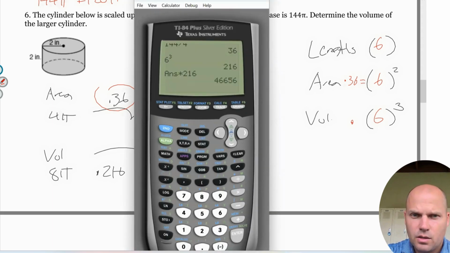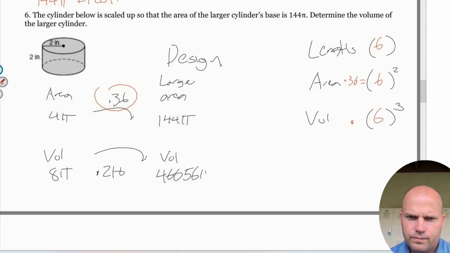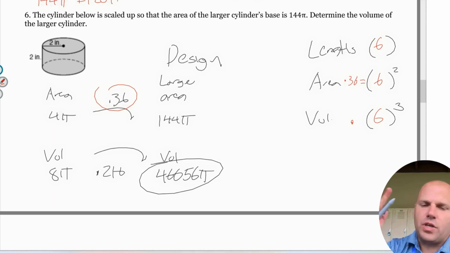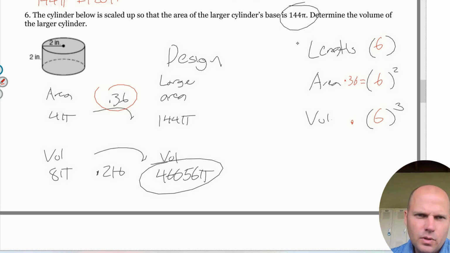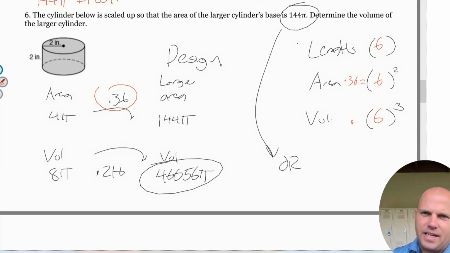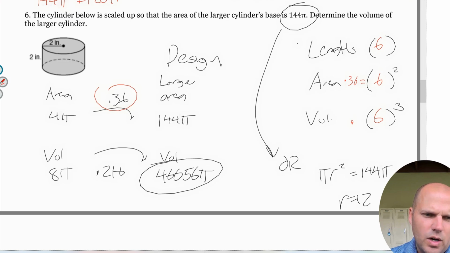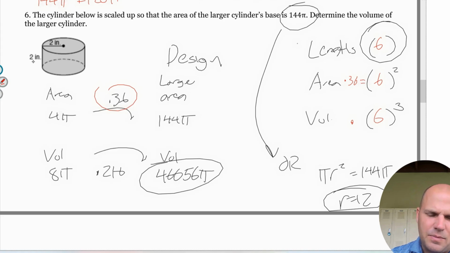Is everything okay? Yeah. I just didn't do other work. You can do this problem a different way. The different way to do this problem is to find the radius of the larger circle. But then it's like, what's the point? Pi r squared equals 144 pi. R equals 12. Cool. 2 to 12 is times 6. There you go. So that means the radius will be times 6. The height will be times 6. The radius and the height are going to be 12.